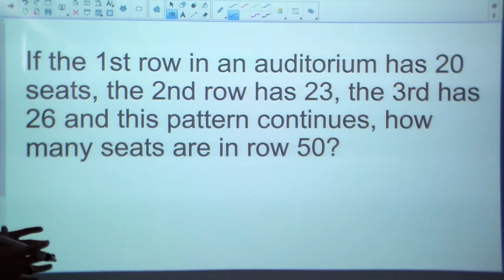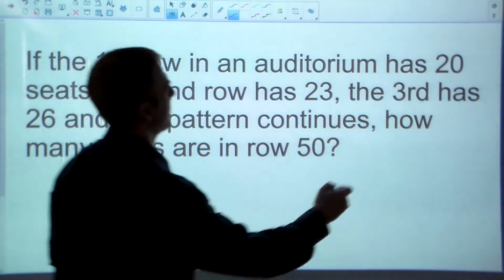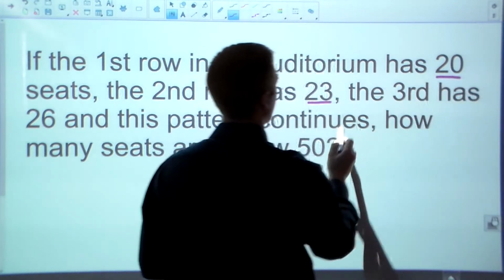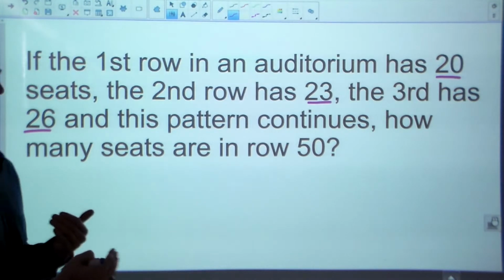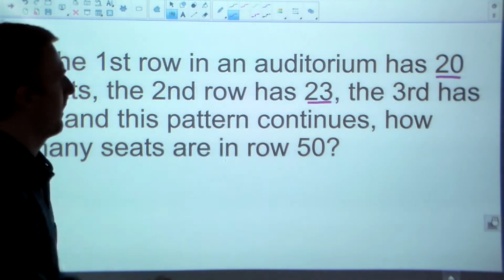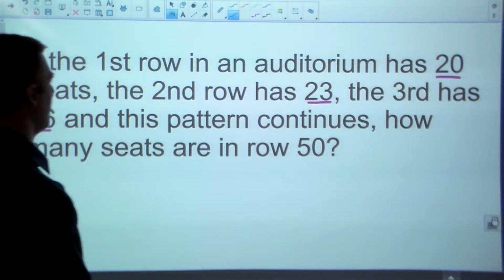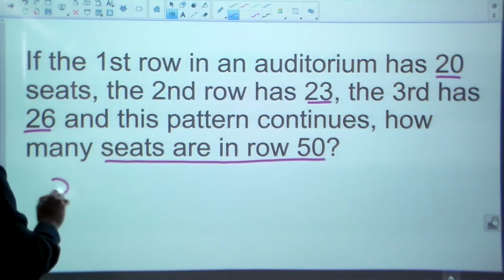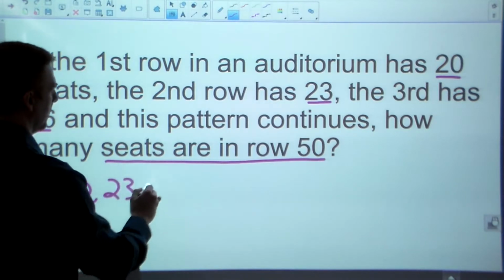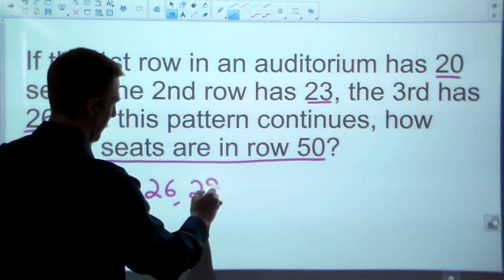You're trying to figure out how many seats are in a section of an auditorium. It starts with 20 seats in the first row, 23 seats in the next row, 26 after that. And this pattern is going to continue for the rest of the section. And the question is, how many seats are in row 50? If you try to write this pattern out, it would be 20, 23, 26. We can infer next is 29.